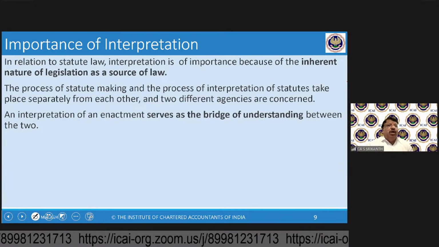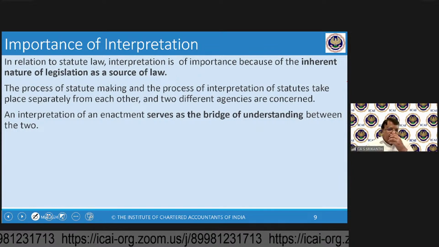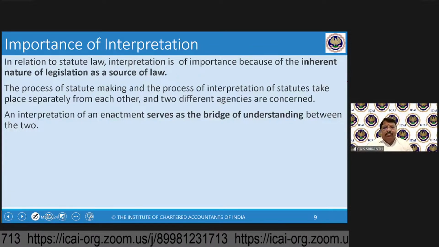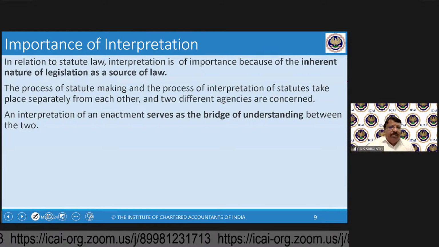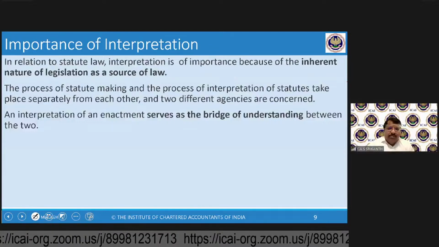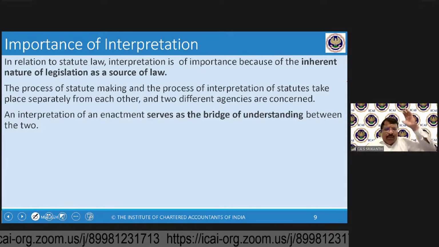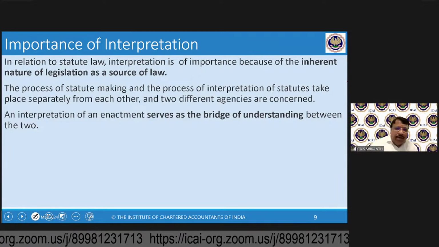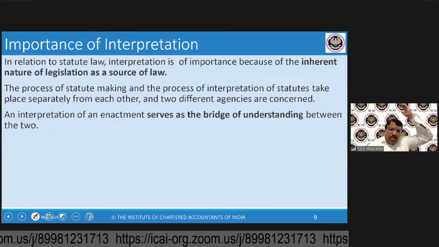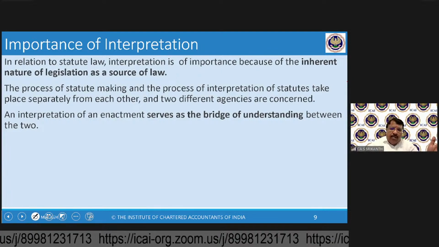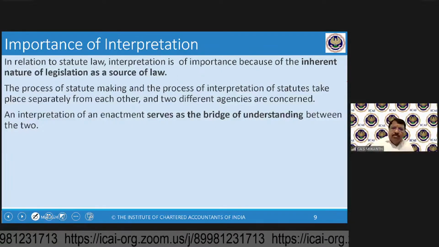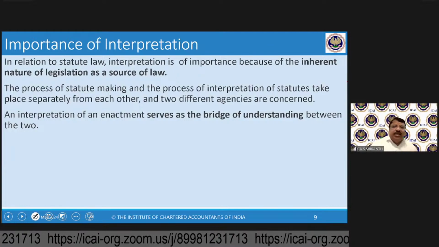In relation to statute law, interpretation is of importance because of the inherent nature of legislation as a source of law. See, as I told you, law is made by men, drafting it in language in parliament. So it's not made by God. Unlike the Ten Commandments, directly given to Moses by God in the wilderness of Sinai. No, this was drafted by human beings. So interpretation serves as a bridge of understanding.